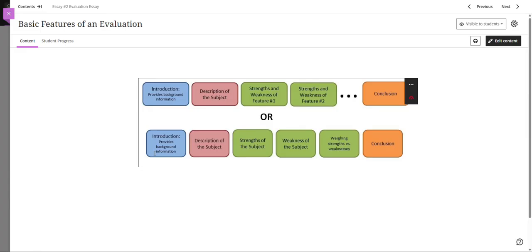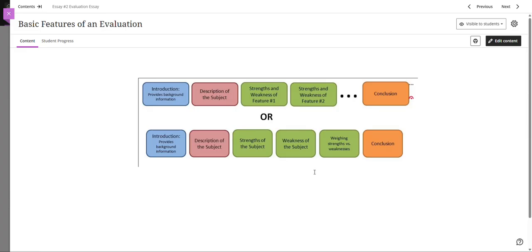In the second rendition of an evaluation essay, you have the introduction, description of subject. But when you get to the strengths and weaknesses, instead of separating each piece of evidence out separately to discuss them, you're going to discuss all the strengths in one section, all the weaknesses in another, and then you're going to weigh the strengths versus the weaknesses in the third part of the essay.